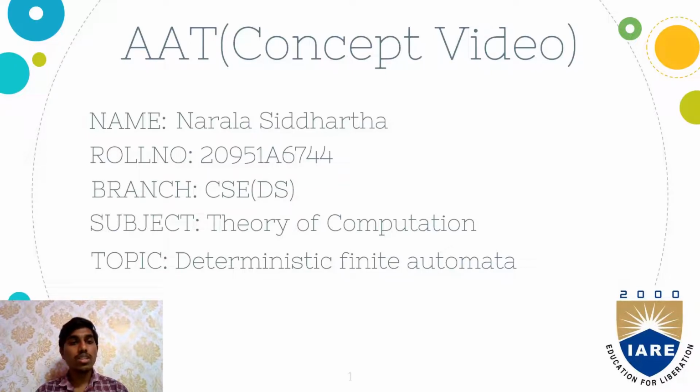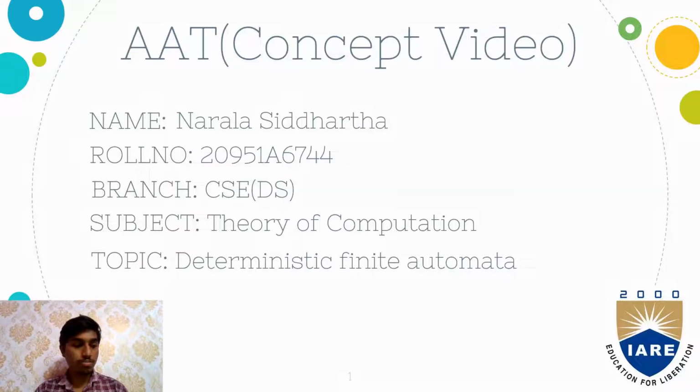My name is Narala Siddhartha. My roll number is 20951 A6744. My branch is computer science engineering with data science as specialization. So today my subject is theory of computation. I'm going to discuss the deterministic finite automata in this subject.